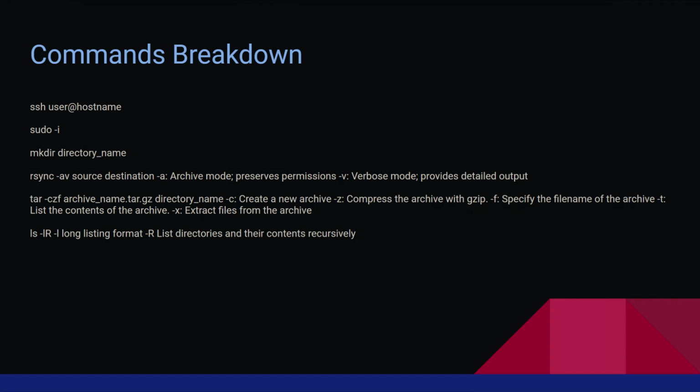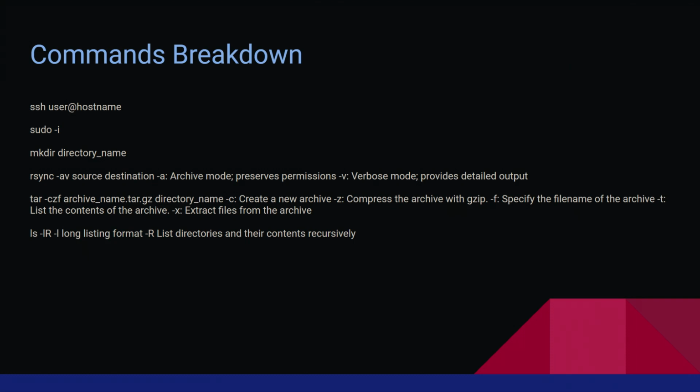We're also going to be using tar, with a couple different modifiers for this one. c is to create a new archive. z is to compress the archive with gzip. -f specifies the file name for the archive. -t lists the contents of the archive. -x extracts the files from the archive.